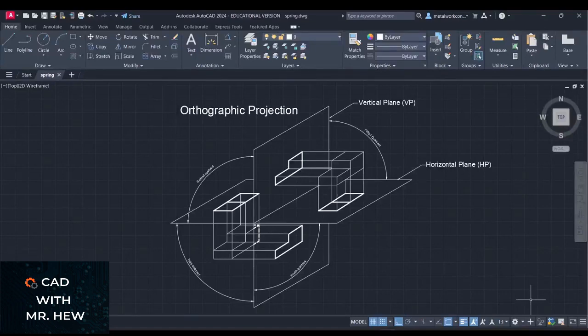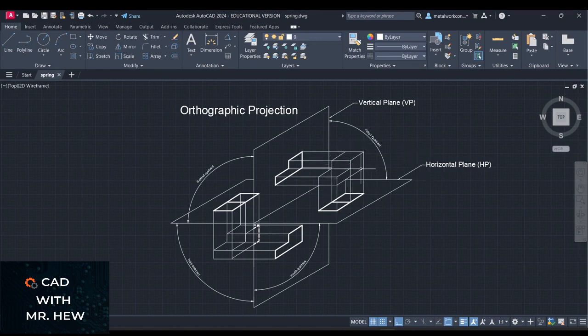In today's video, we will be looking at orthographic projection. In the previous video, we looked at isometric projection. Now, orthographic projection is the use of a vertical plane and a horizontal plane to problem solve.